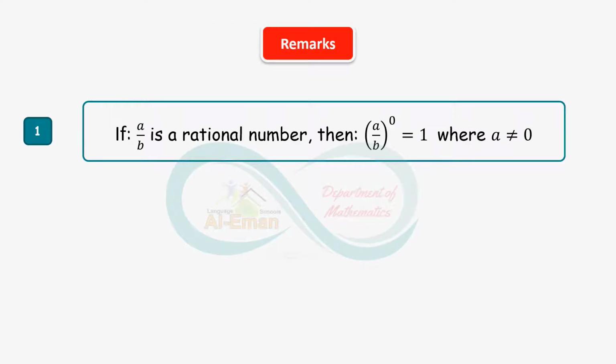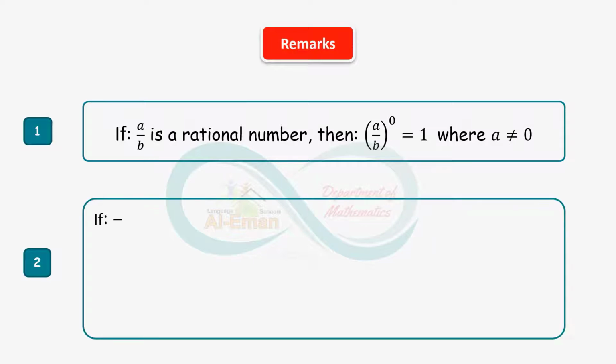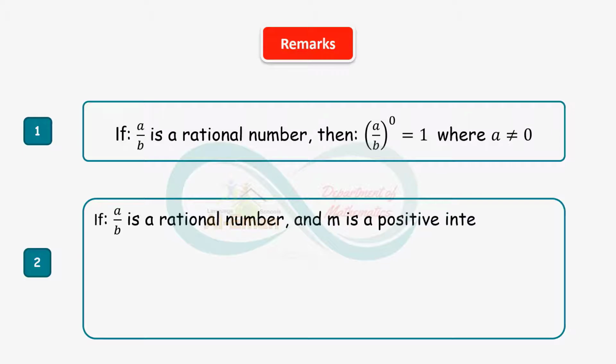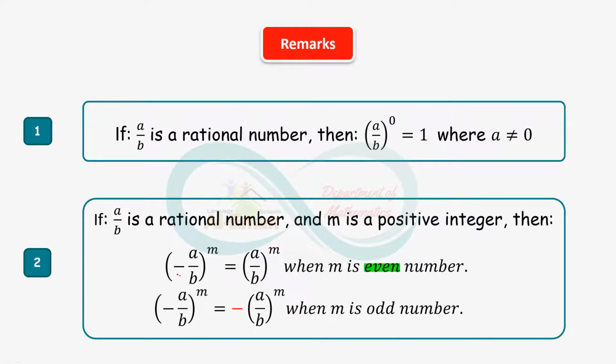Let's get back to the second remark. If a over b is a rational number and m is a positive integer, then for a negative rational number to the power m, we have two cases for m. When m is an even number, the negative sign is cancelled, and when m is an odd number, the negative sign remains. We have here some examples.